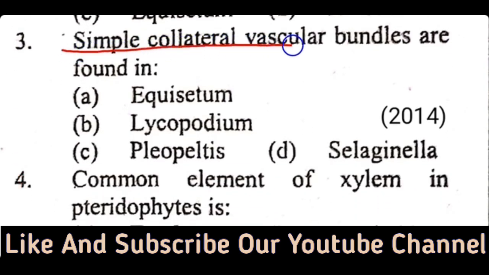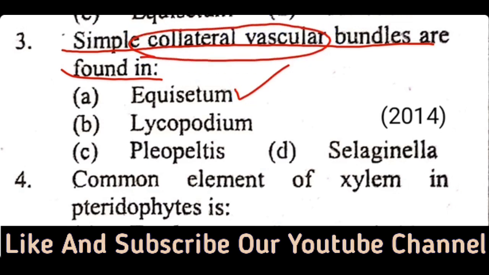Question number 3. Simple collateral vascular bundles are found in Equisetum, Lycopodium, Pteris, or Selaginella. So correct answer is option A. Equisetum has simple collateral vascular bundles.